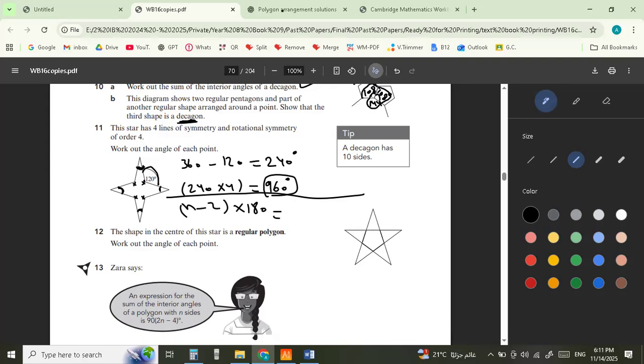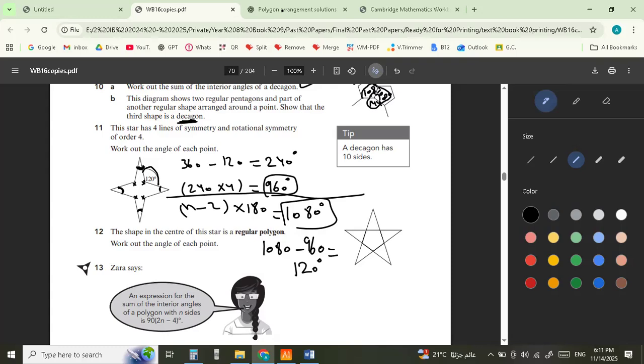So 8 minus 2 is 6. 6 multiplied by 180 is going to give you exactly 1,080 degrees. All the 8 angles are 1,080. 4 of them are 960. What are the other 4? The other 4 are going to be 1,080 minus 960, these 4 x's, which is going to give you exactly what? 120 degrees.